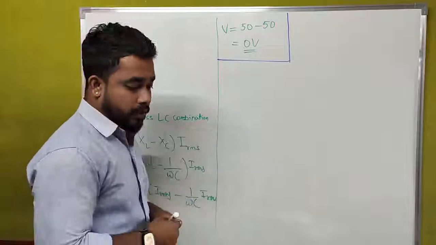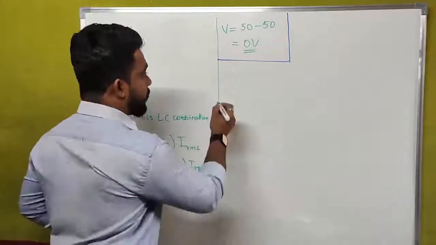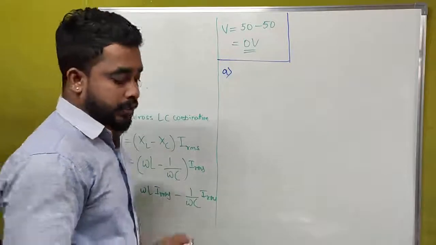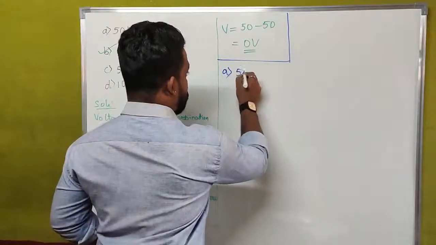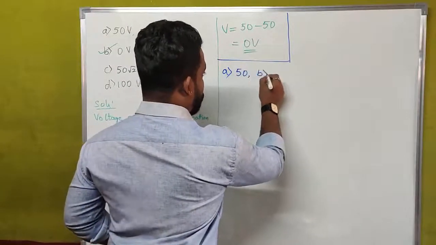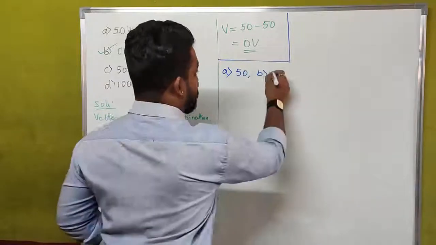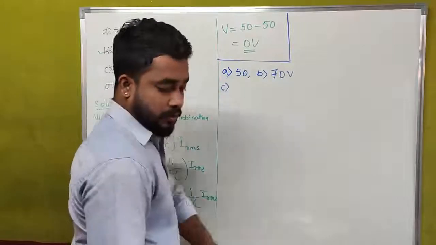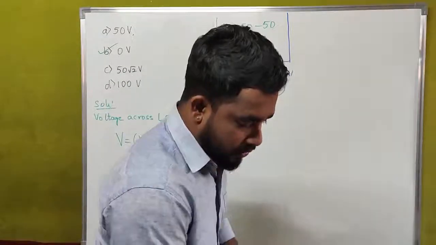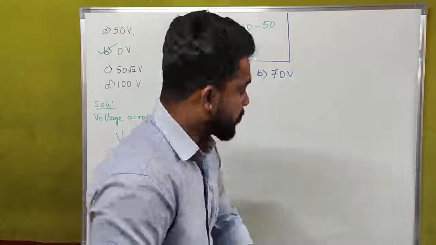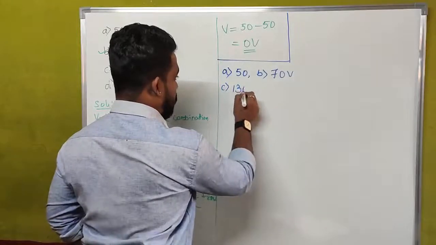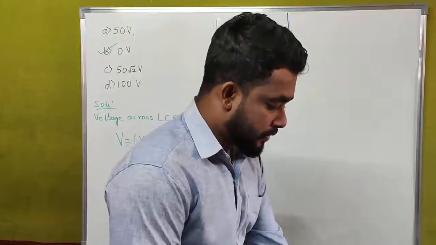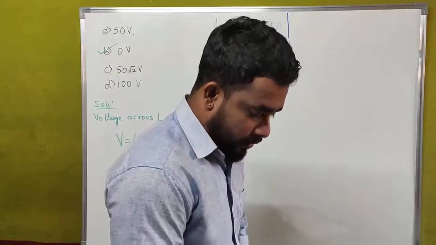For that, we have to first write the options for the question. One is 50 volts, second one is 70 volts, option C is 130 volts, and option D is 10 volts.